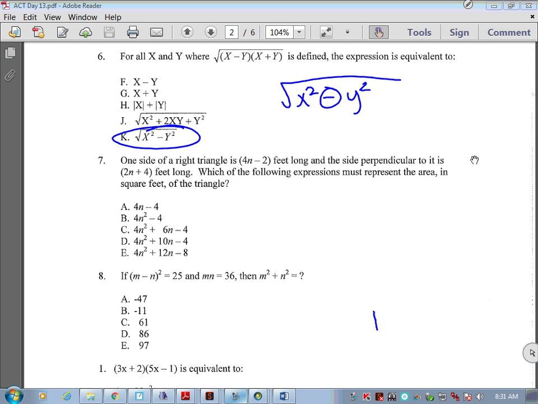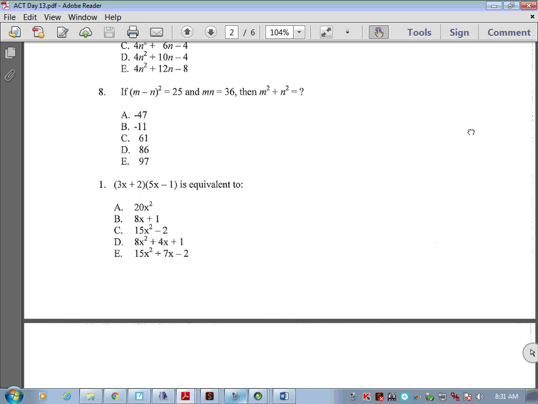7, 8, or 1 on that page. 7 was C, 4n squared plus 6n minus 4. Do you need to see it? No? Good. Okay. 8 or 1? Okay. 8.